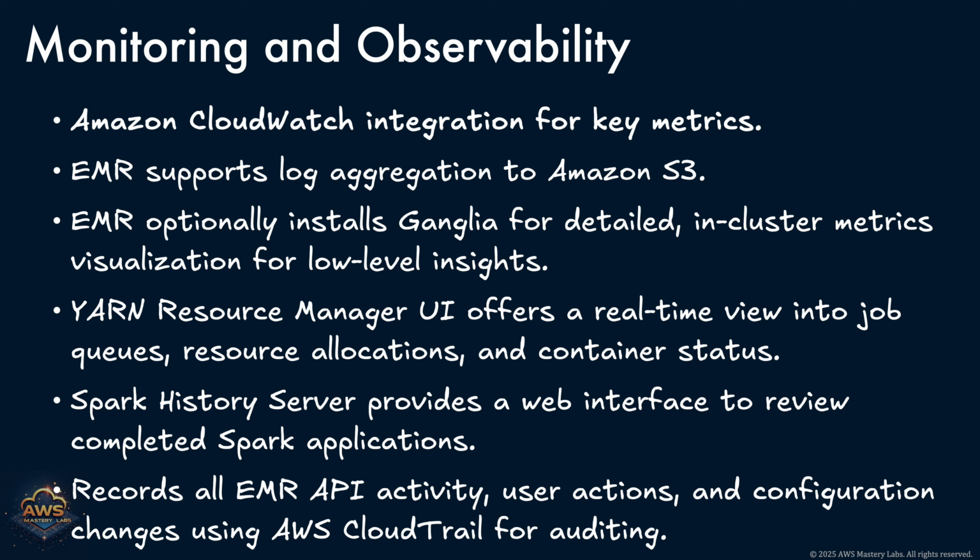When enabled, Ganglia gives you a granular look at individual node metrics and job-level behavior, particularly useful for debugging performance bottlenecks. You can also access the YARN Resource Manager UI, which provides a real-time dashboard of job queues, resource allocations, and container statuses. This is particularly helpful when you're managing concurrent jobs or tuning resource distribution.